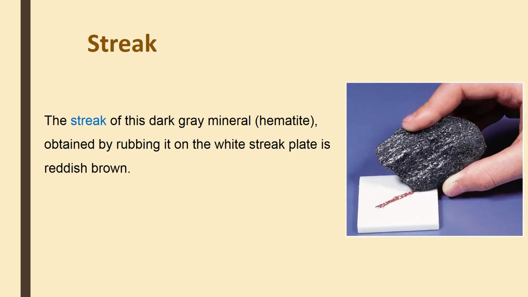This figure shows very clearly that the color of the mineral is different from the streak. The streak of this dark gray mineral, hematite, obtained by rubbing it on the white streak plate, gives us a reddish brown color.